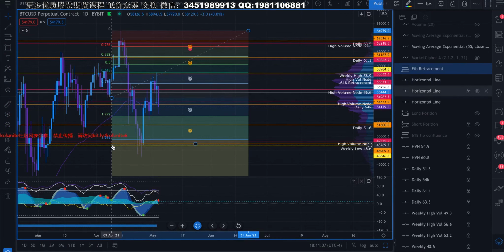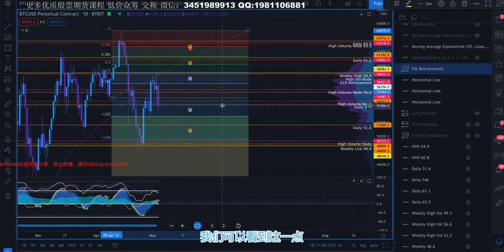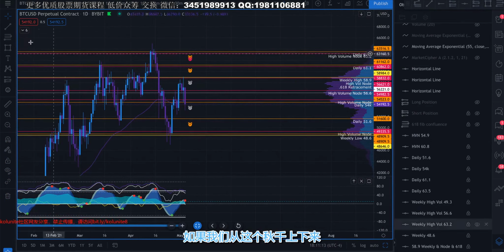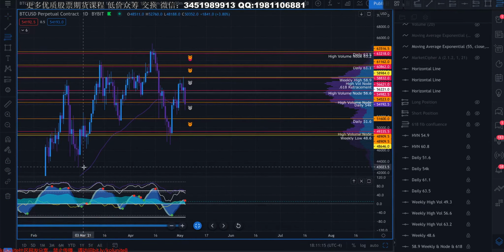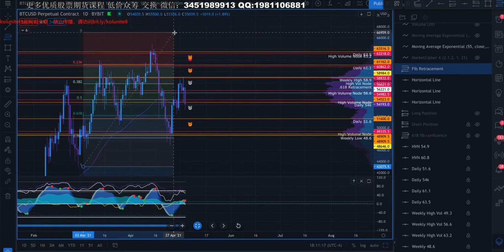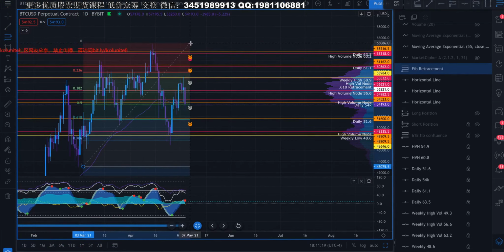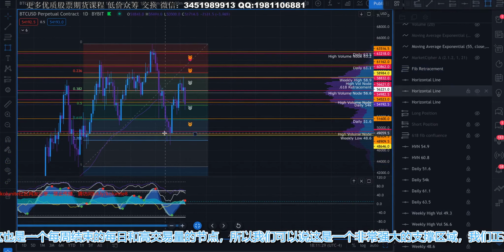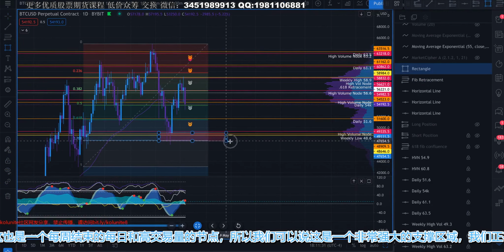Also down here, we can see that if we had taken from this swing low down here, let's say, to this swing high up here, we are getting a bounce off of the 786, which is also a weekly and a daily and a high volume node. So we can say this is an extremely strong area of support.